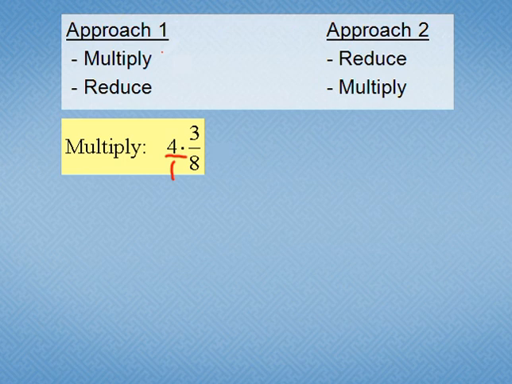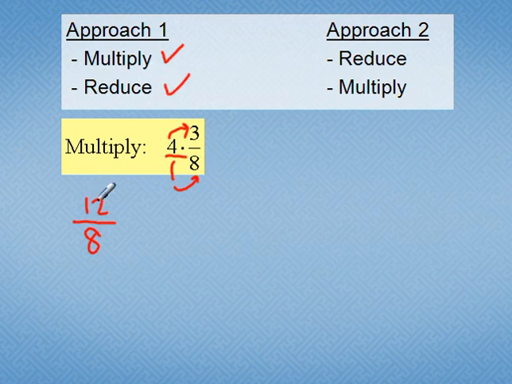Then when you multiply fractions, you multiply straight across. We have 4 times 3 is 12. That's our numerator. Then in the denominator, we have 1 times 8 is 8. And then we're done with step number 1. We multiplied straight across.